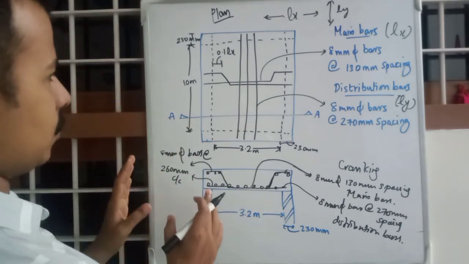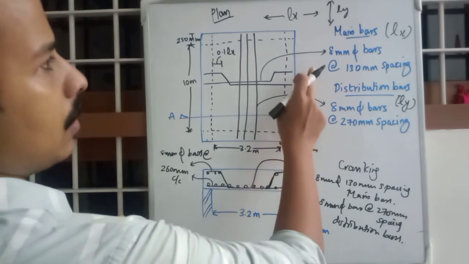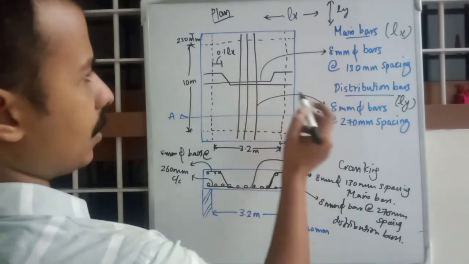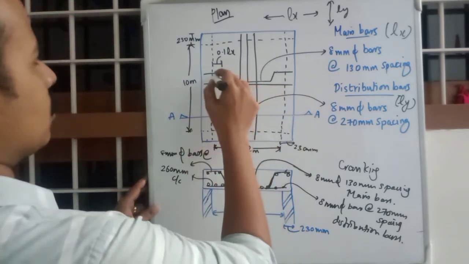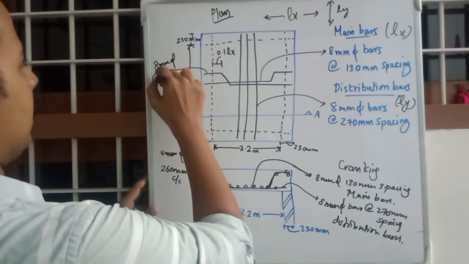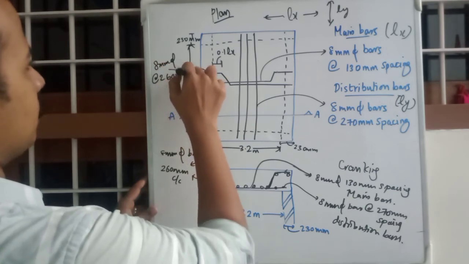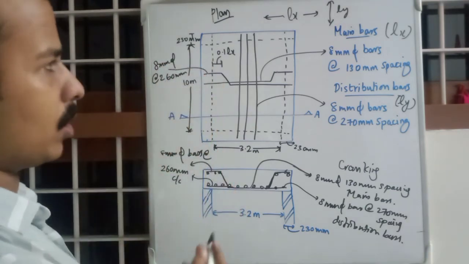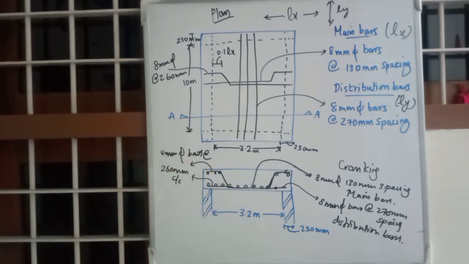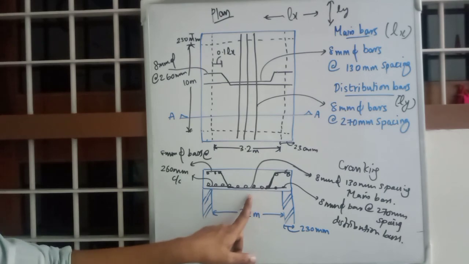So that's what: 8 mm bars at 130 mm at the center, 8 mm bars at 260 mm at the cranked portion and the bottom portion. You can only point out the crank portion itself. That's enough. Okay, so that was the point.